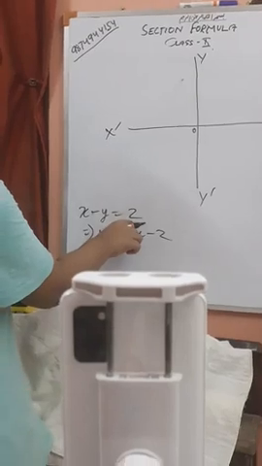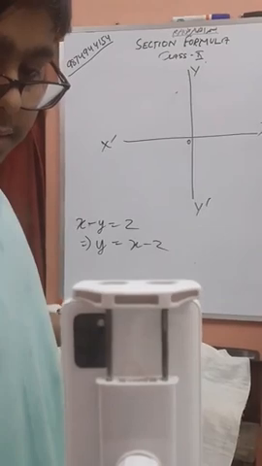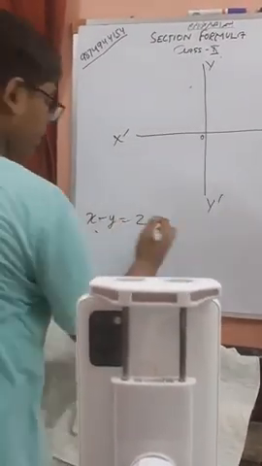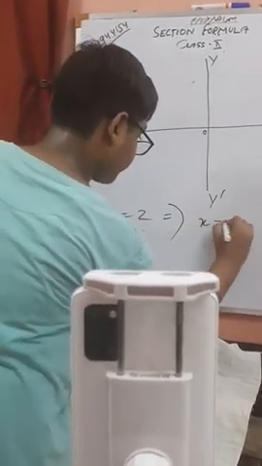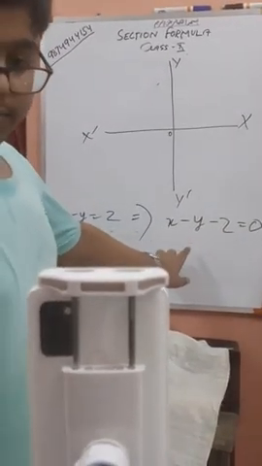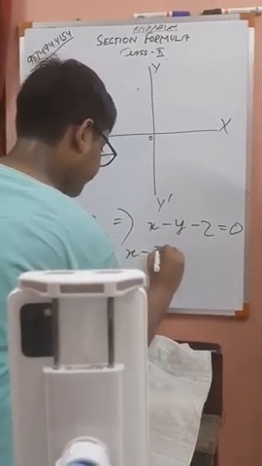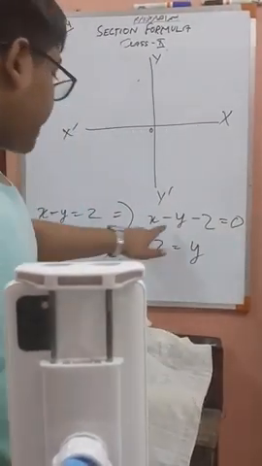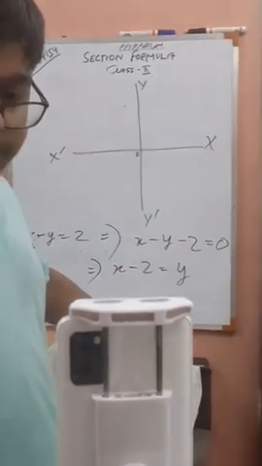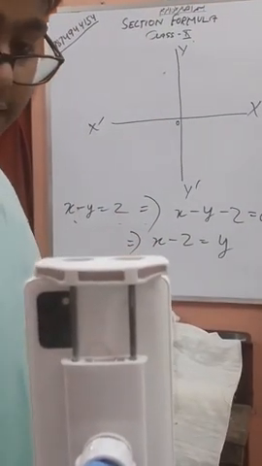x minus y is a linear equation. x minus y is equal to 2. It's a linear equation. That is clear? Yes. Okay. That would be x minus y minus 2 is equal to 0. This is clear? Yes. So x minus 2 is equal to y. The sign of y will change because it is going to the other side. Clear? Now is it clear? If it is not, I will again explain.